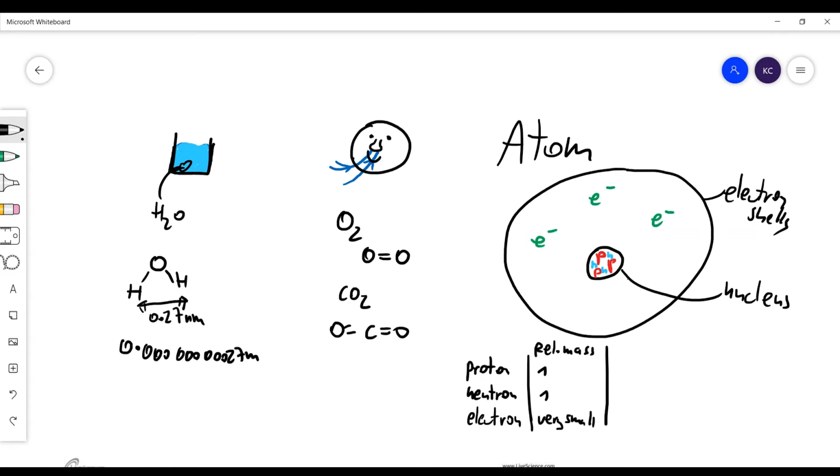Okay, so we know that the nucleus will make up most of the weight of the atom, but what about the charges? So proton has a relative charge of +1, neutron has no charge, and electron has a negative charge of -1. So that is the relative charge. And from this you can see that for a neutral atom, the number of electrons and protons must be equal.